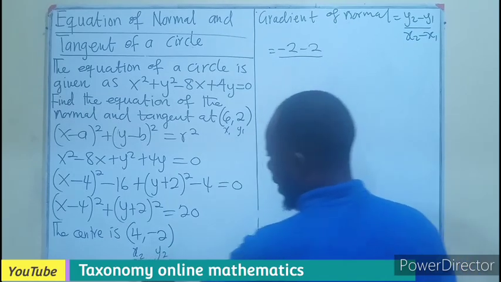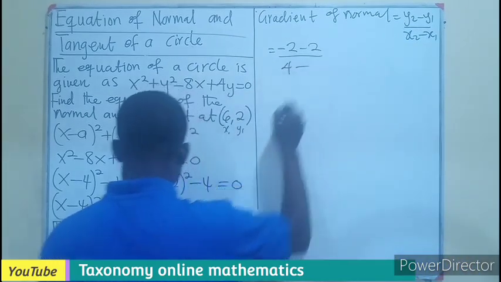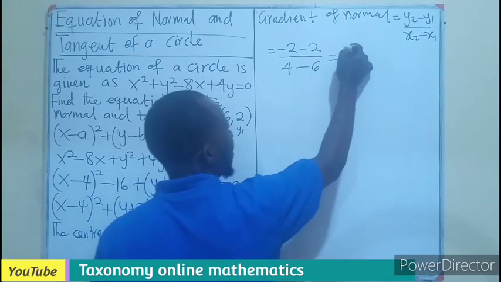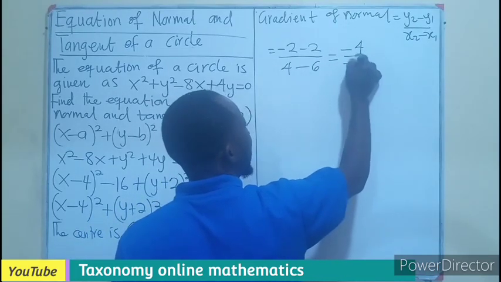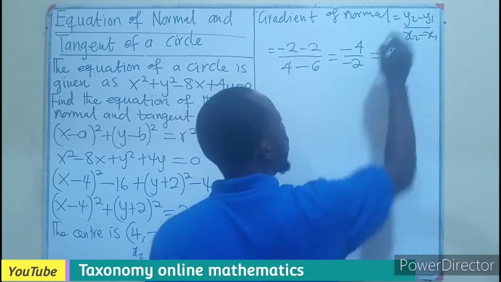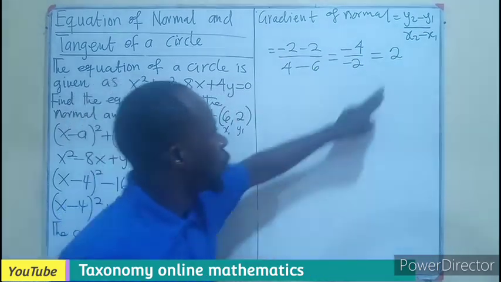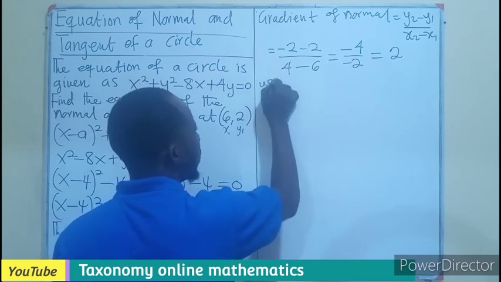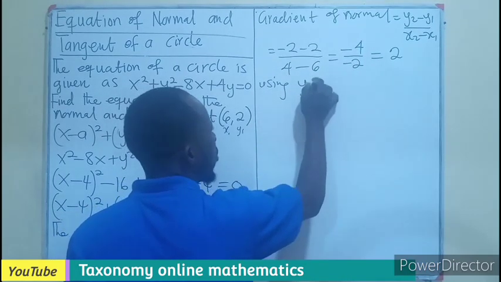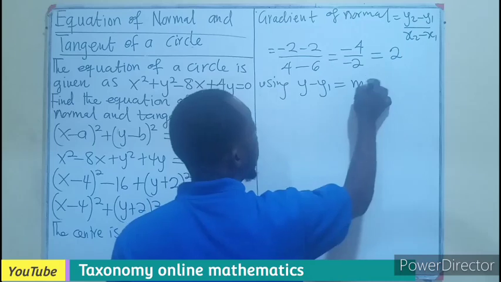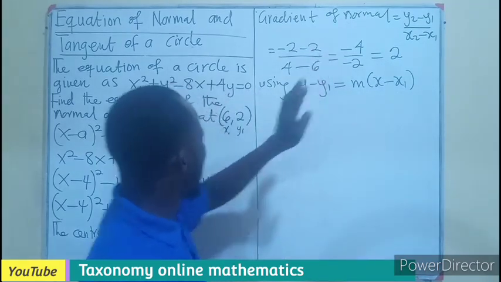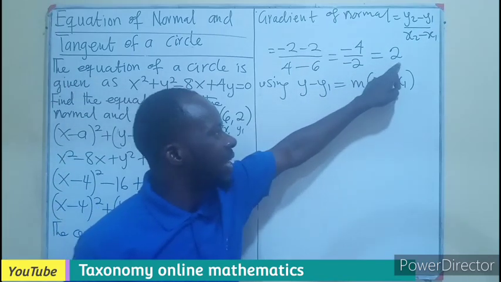Over a 4 minus what? A 6. And that will give us negative 4 over negative 2, which equals positive 2. So the gradient is known. Using the point-slope form with the point (6, 2) and the gradient.